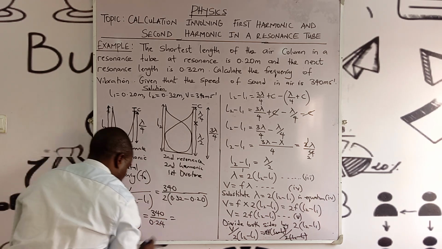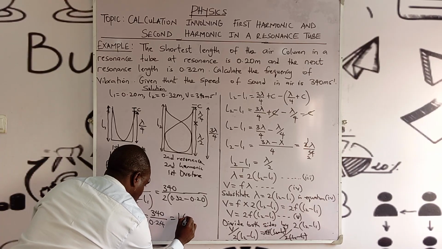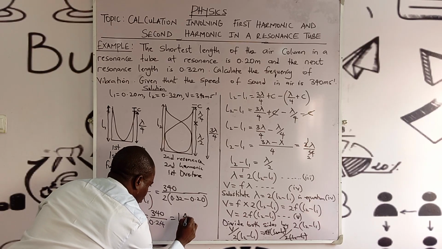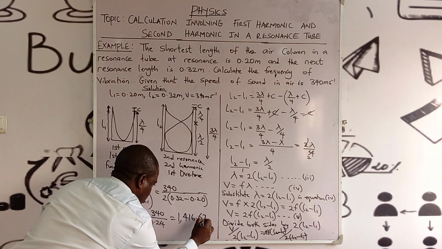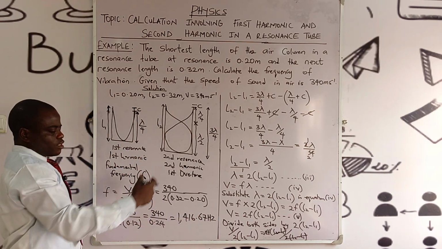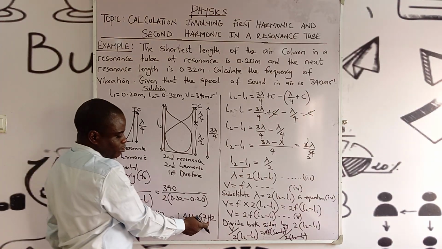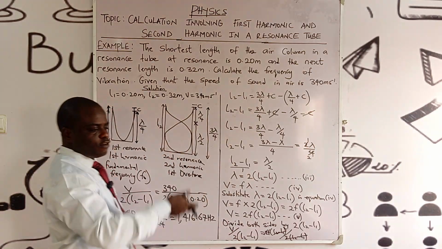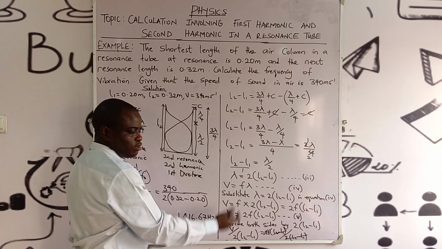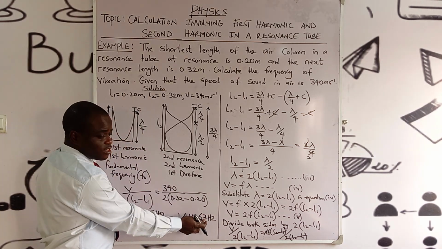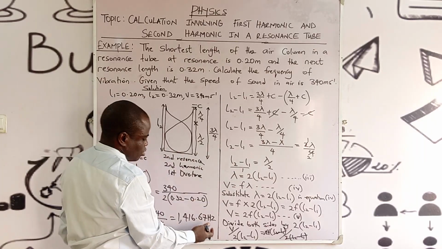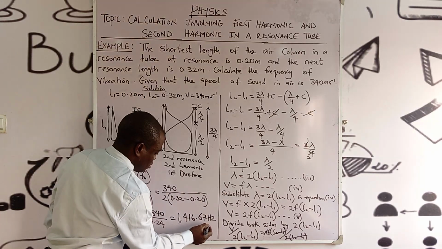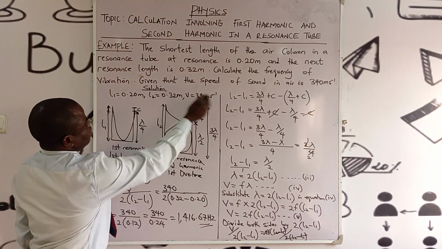When you divide that, you have 1,416.67 hertz. We have 6666, but let's round it up to two decimal places. When you have a number of 5 or above, you take it as 1 and add it to the previous one. The previous one here is 6. Since you're having 666, you round it up as 1, add it to this 6 that was here, and it becomes 7. That's the frequency of vibration.